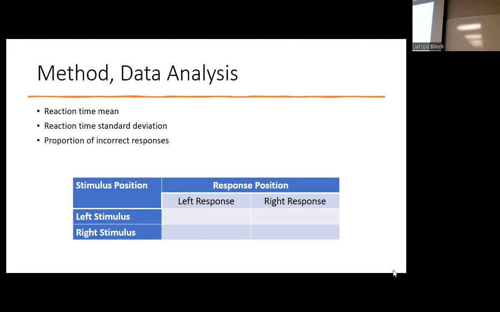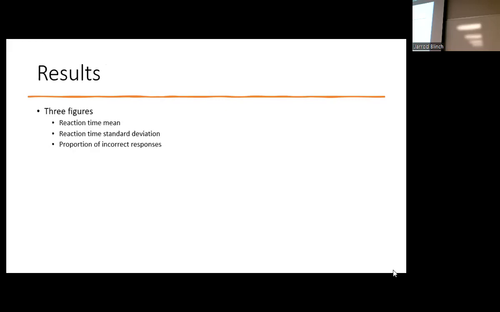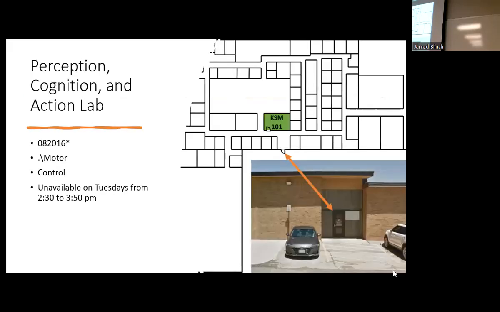We're going to make these 2x2 tables in Excel. We'll talk about those later. So for your results, you can take those 3 dependent variables and make 3 graphs. We'll look at examples of how to set up those graphs. Okay, so let's go to the lab. Oh, are there any questions?